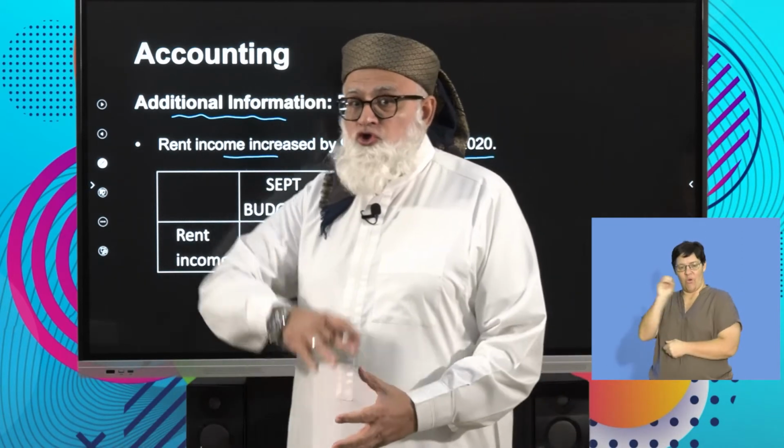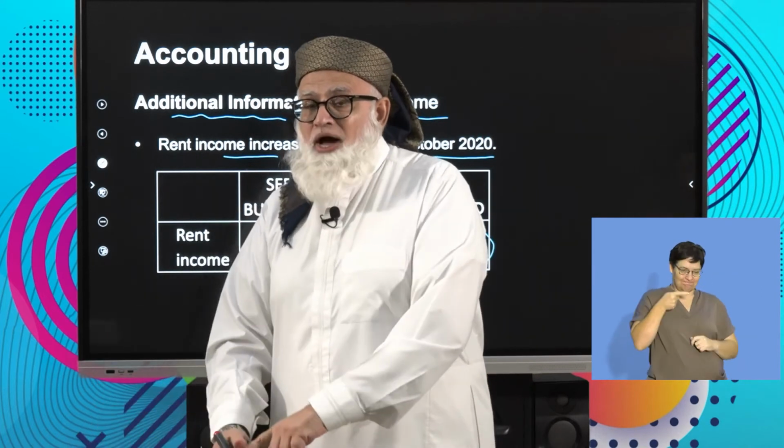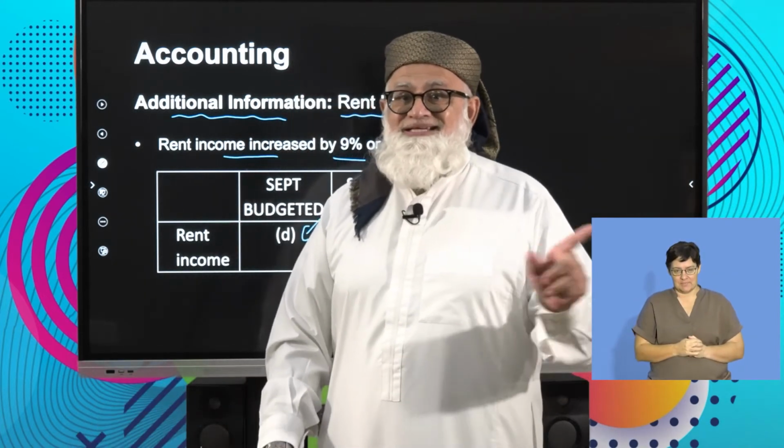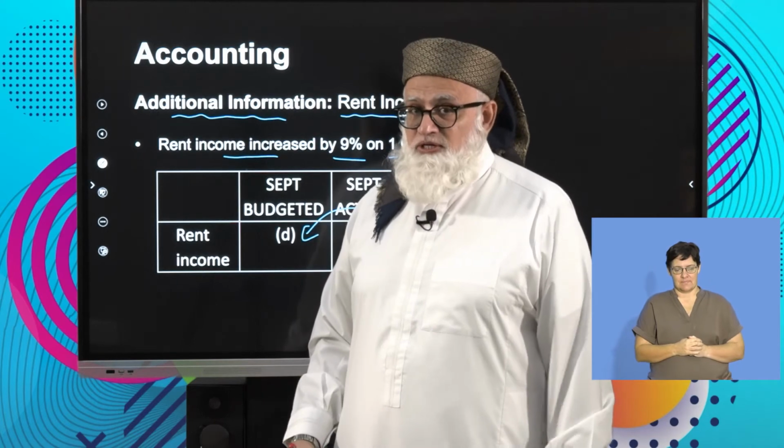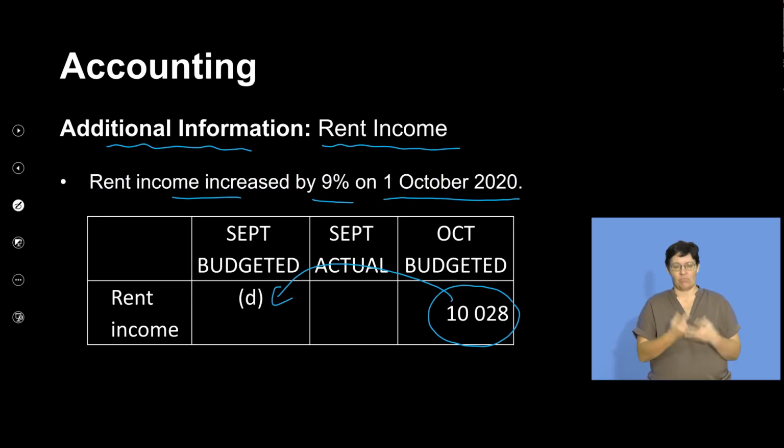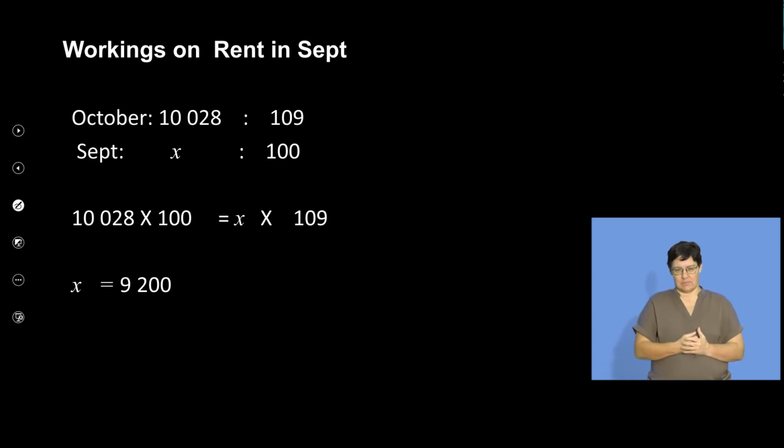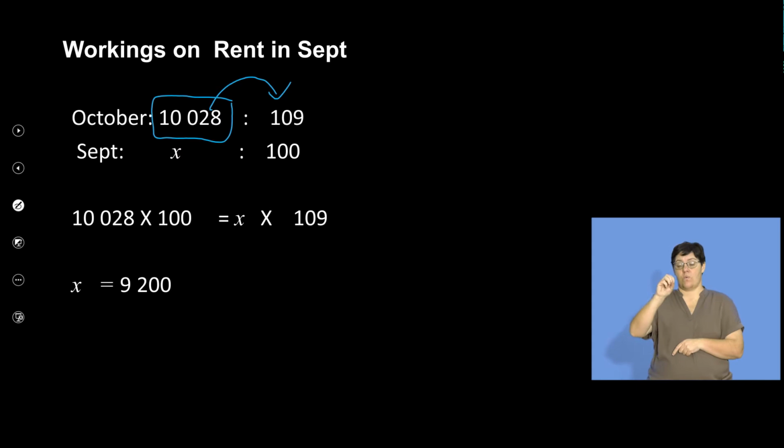You are given the October information, and you are now expected to calculate the September information. Right, let's do that. Okay, this is what we do. Firstly, we know that the October figure of 10,028 is equal to 109%, right?